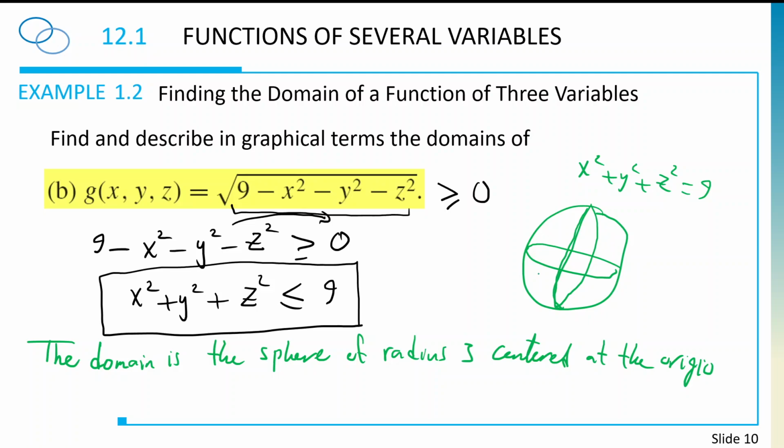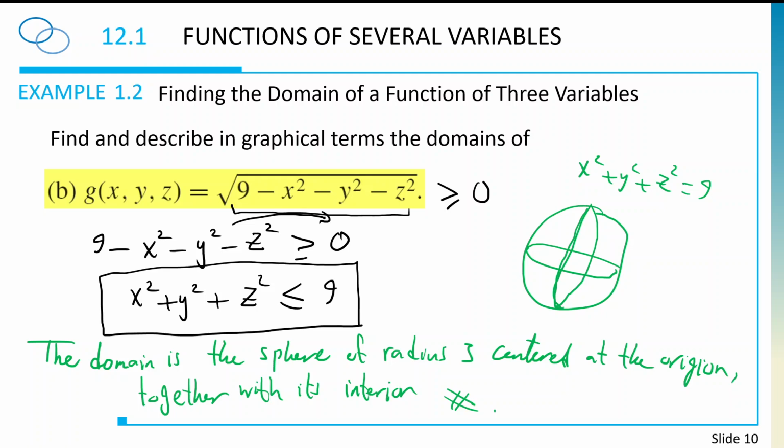And what about the exterior part of the sphere? So the interior is included and the sphere itself also is included. So this is centered at the origin together with its interior. The sphere itself including its interior, and this is the domain. Okay, we have the sphere itself together with its interior.